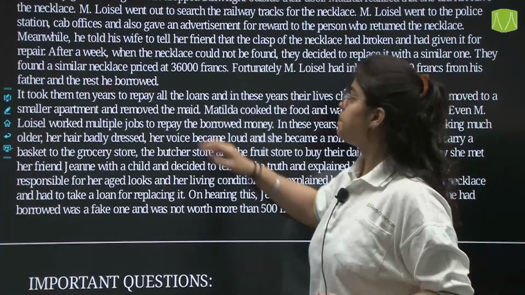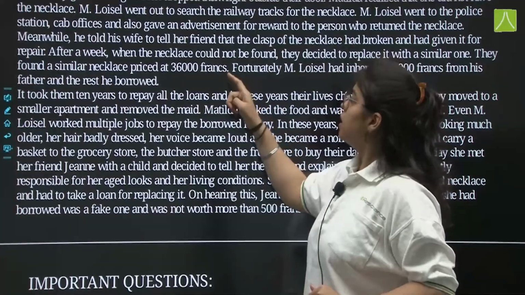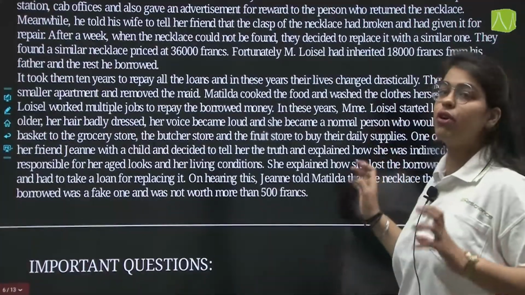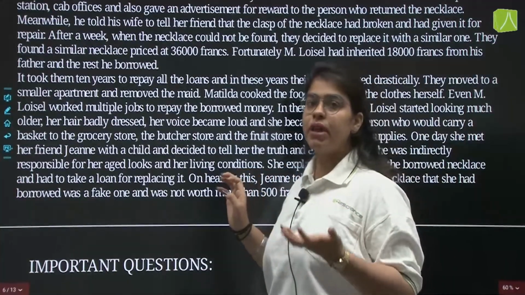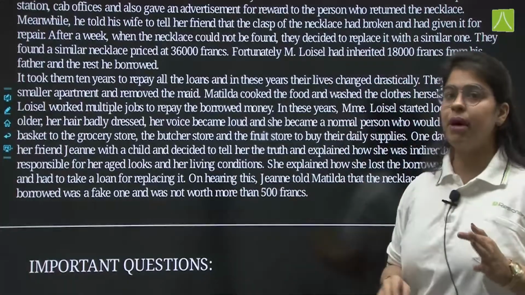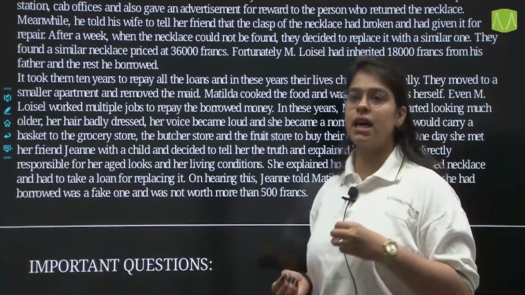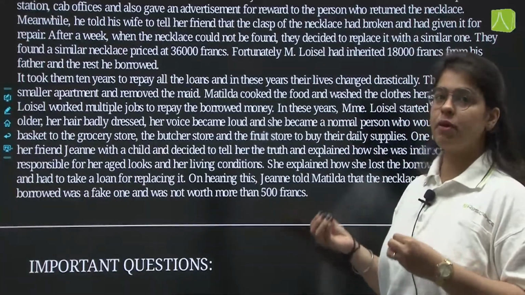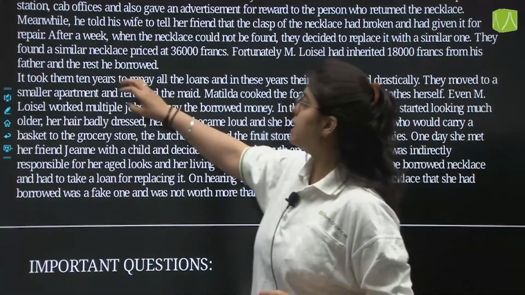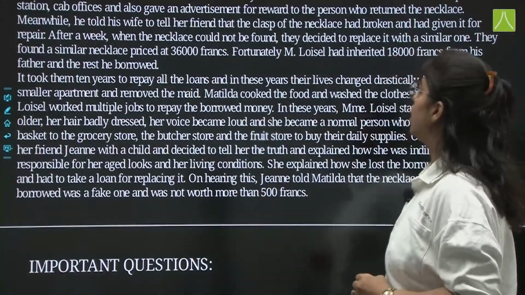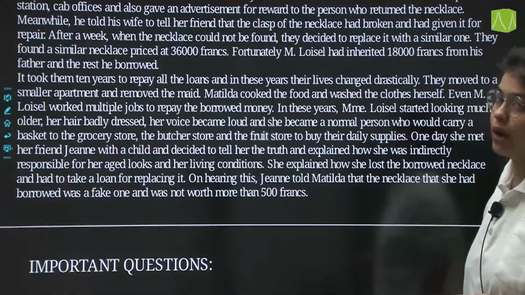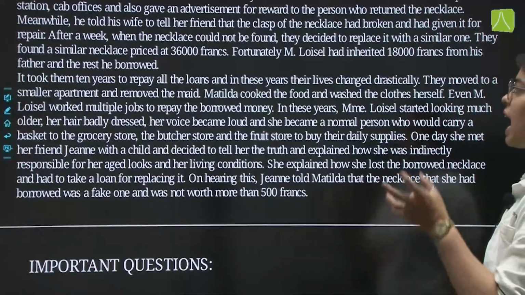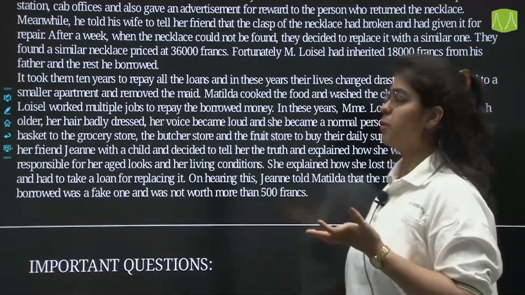Meanwhile, he also told his wife to tell her friend that the clasp of the necklace had broken, so it would give them much more time than expected before Matilda returned the necklace. So he just asked Matilda to make an excuse that the clasp had broken and they needed to get it fixed before returning. After a week, when the necklace couldn't be found, they decided to replace it with a similar one. So here the story begins, the actual story where Matilda also made her husband suffer.